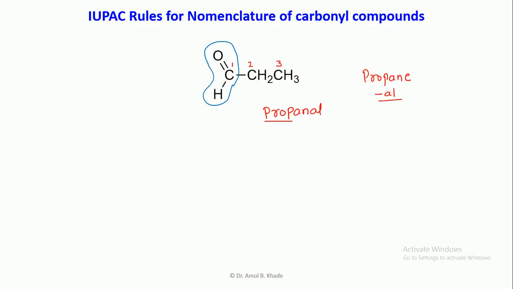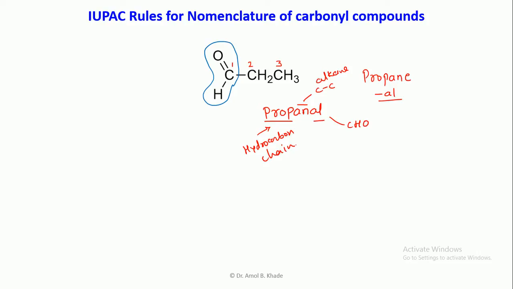Okay, so prop represents the carbon chain or the hydrocarbon chain, an represents the carbon-carbon single bond, and al represents that it contains the aldehyde group. Al represents that it has a CHO, an represents a carbon-carbon single bond, it is an alkane. And prop represents the hydrocarbon chain. So this is how we can name this structure using the rules for naming the aldehydes.